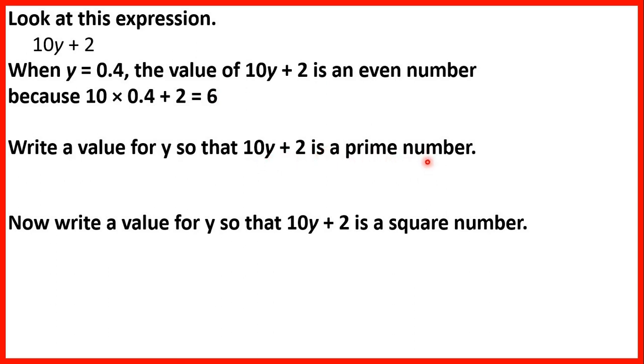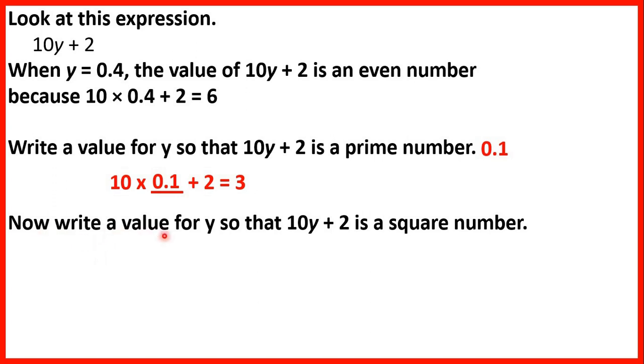So remember, a prime number is a number with only 2 factors, a number that's only in the 1 times table and its own times table. So 3 is a prime number because 3 is only in the 1 and 3 times tables. It only has 2 factors. So let's make 10 times y, because remember 10y means 10 times y, plus 2 equal 3. So before we plus the 2, 10 times y needs to be 1, and 10 times 0.1 is 1, plus 2 is 3. So we can have 0.1 for y.